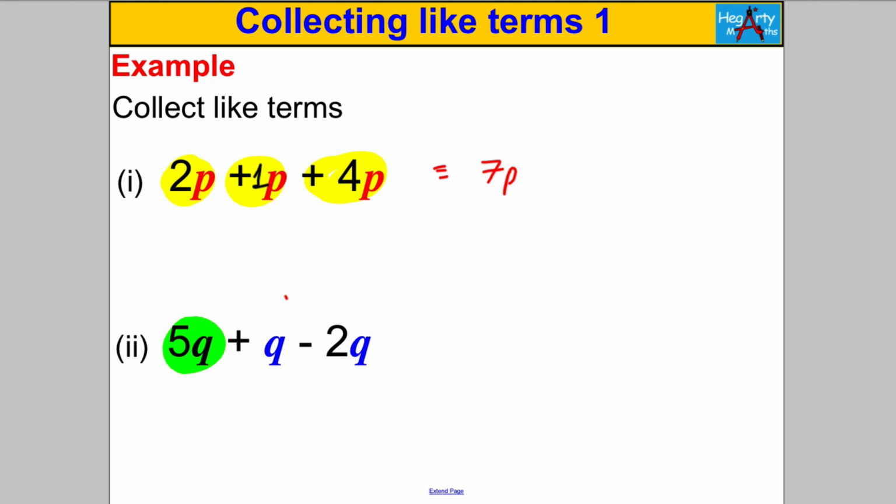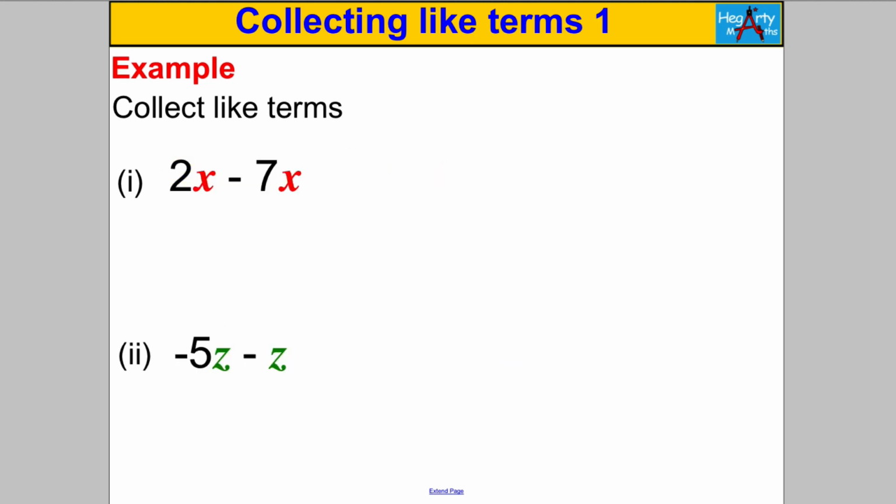We have 5q. We are going to add a q, which we might put a 1 there just so we don't make a mistake. And after that, we are going to subtract this time. So remember to highlight the operation as well. 2q's. What have we got? Well, it's identical to 5q, add 1q is 6q, take away 2q's is going to equal 4q's, and we're done. Next one, pause the video and have a go yourself.